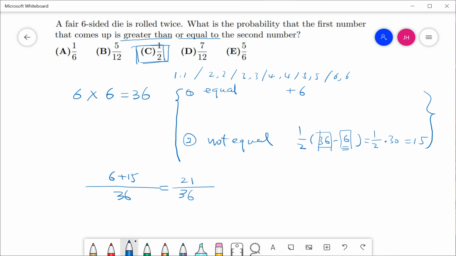So this equals 21 over 36. Both numbers are divisible by 3, so we divide 3 on the top and on the bottom. This becomes 7 over 12. So the actual answer is D.